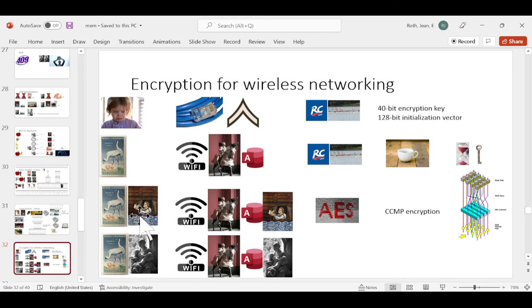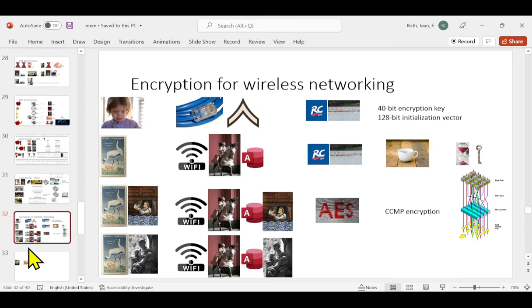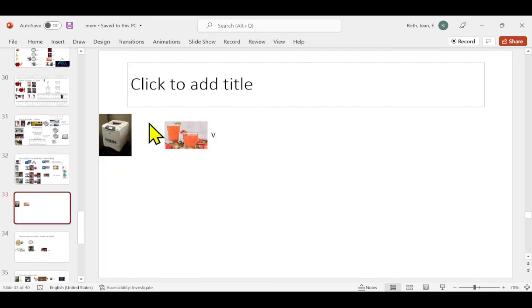And WPA2, or Wi-Fi Protected Access 2, uses AES and CCMP encryption. And that's a picture of that, AES. And WPA3 is the most secure and offers the best privacy.